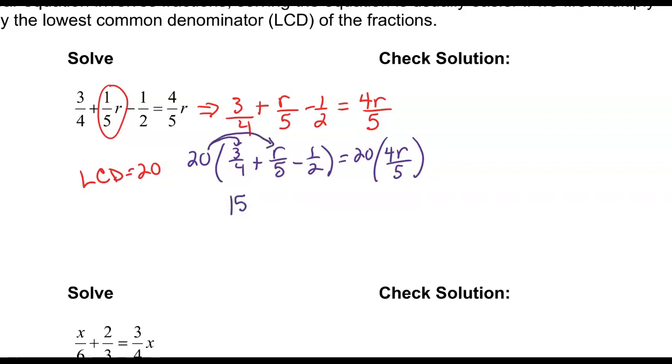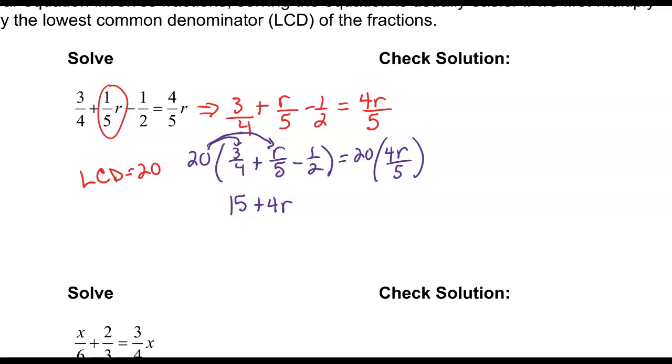What's 20 times r over 5? Yeah, very good. How did I get 4r? 20 divided by what? 5, right? Guys, do I need to show the in-between step there, or are you following just fine with me? Because I can show the in-between step if you need me to. Don't be afraid to ask for that.